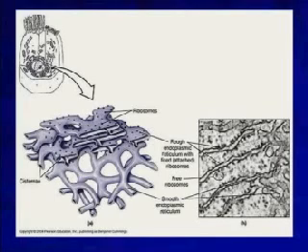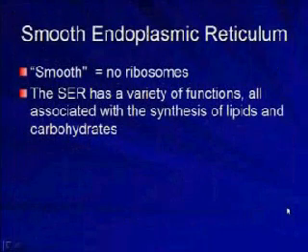lipid synthesis as well. You can see in the electron microscopy slide, which is next to the illustration, again the pattern of the rough endoplasmic reticulum, where you can see the small ribosomes attached to the surface of the endoplasmic reticulum, and then the smooth endoplasmic reticulum, which is adjacent to it, has no ribosomes attached. Thus, rough endoplasmic reticulum, smooth endoplasmic reticulum. And again, to repeat, smooth endoplasmic reticulum, no ribosomes. Smooth endoplasmic reticulum has a variety of functions. All of those functions are associated with the synthesis of lipids and carbohydrates.